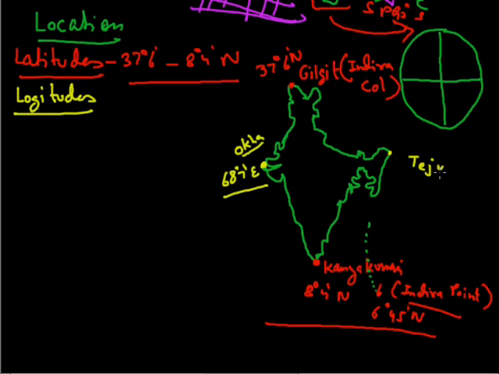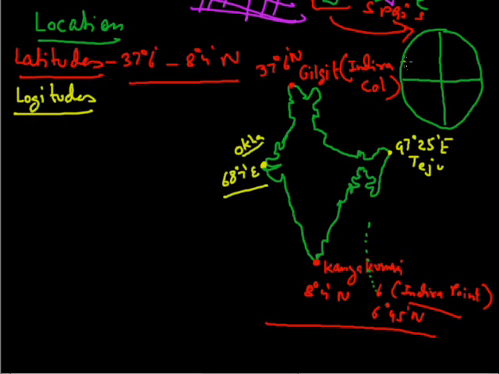Only Teju is there. This is the nearest town, not the easternmost point itself. It is the nearest town from the easternmost point. And the exact degree of the longitudinal extent, or the degree of the easternmost point, is 97 degrees 25 minutes east. So this is how we do the location of India.